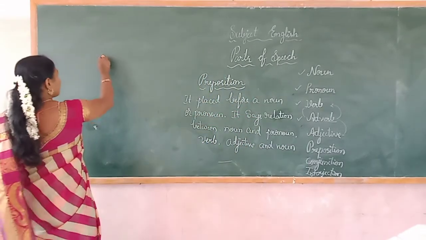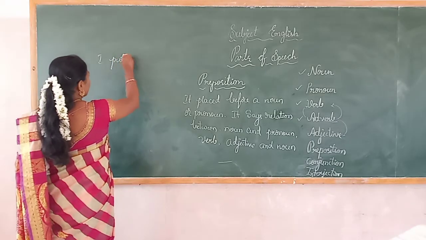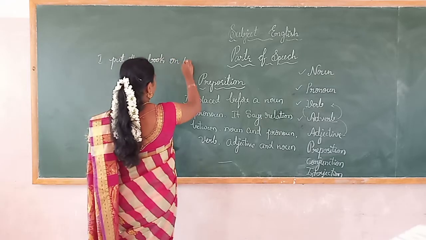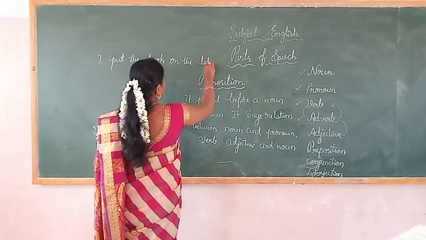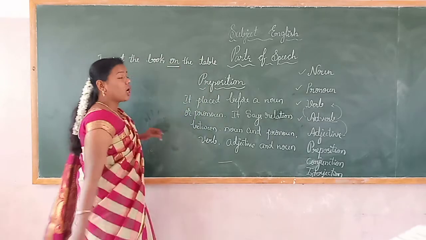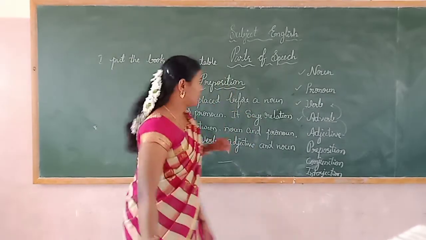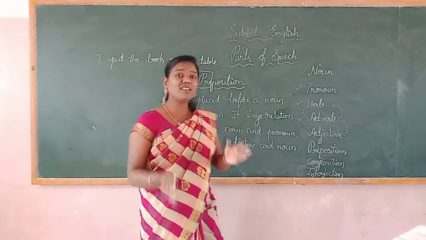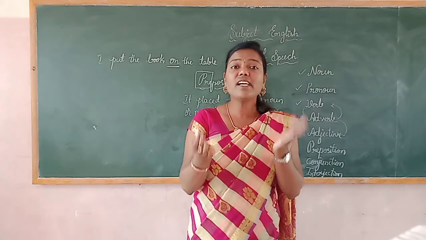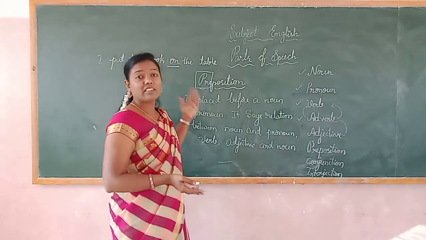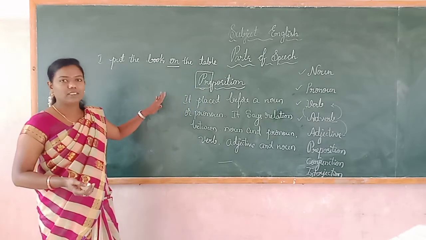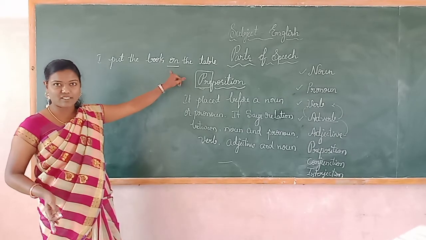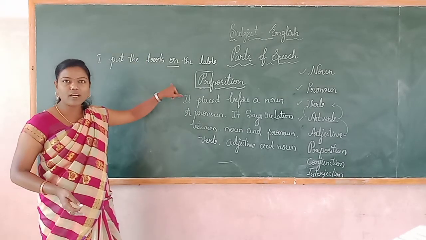For example, I put the book on the table. Where did I put it? On the table. On is the preposition. Dear student, preposition means position. It shows where the thing is. It shows the position of the thing. So where is the book? The book is on the table.